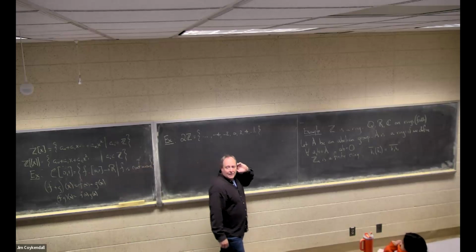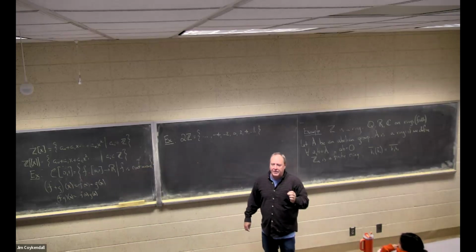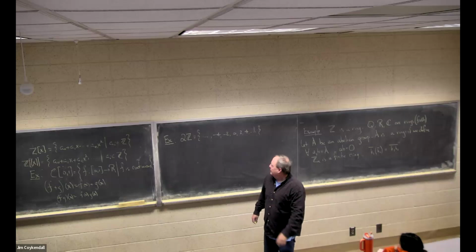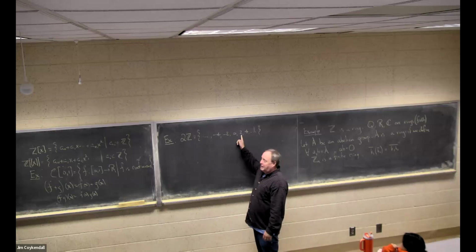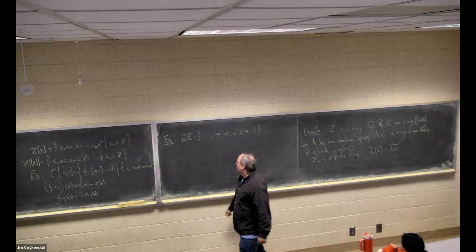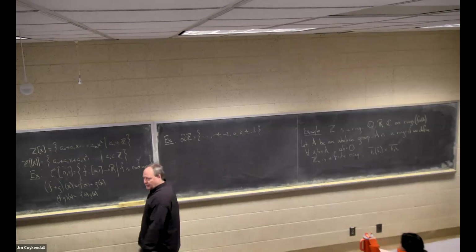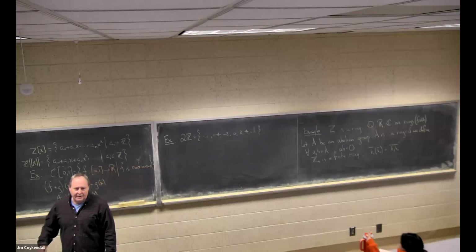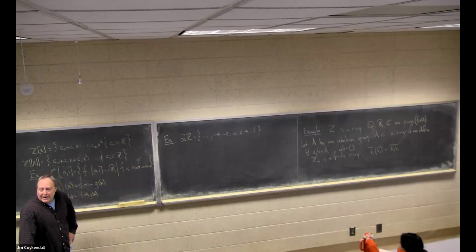But there is no identity. There's nothing that you can multiply by that leaves everything alone. If you multiply everything in here by two, it doesn't leave two alone. So this is an example of a ring without identity. Can you give me an example of a ring with identity that's not commutative?